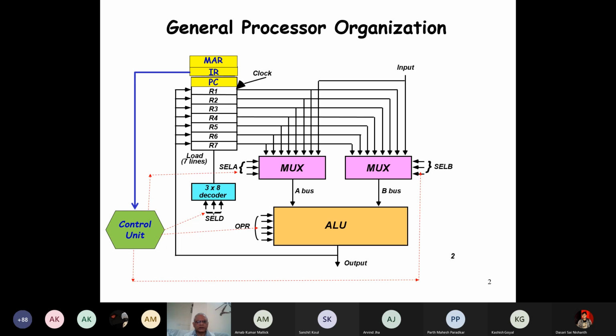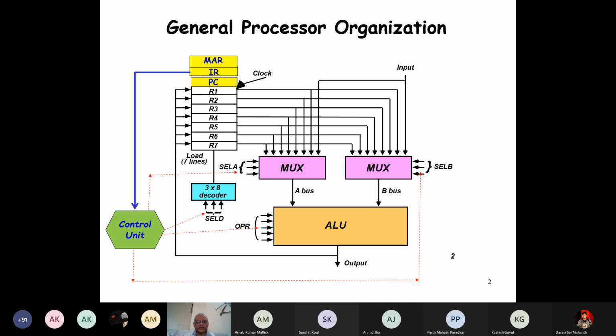So that means that once the instruction is fetched, the control unit determines what is the type of the instruction. Is it add? Is it subtract? Is it jump? And what are the operands of the instruction? Is it R3, R4? Is it R1, R5, and so on? And based on that, it sets up the select lines here.